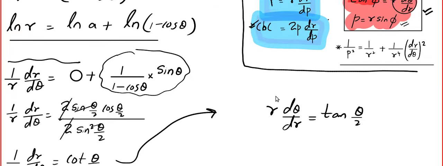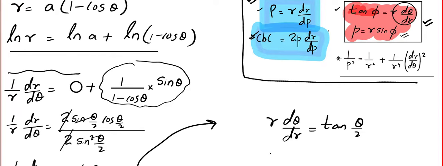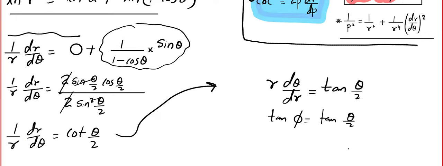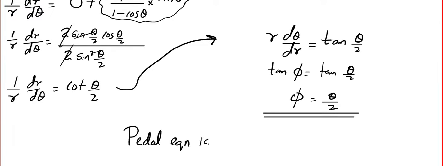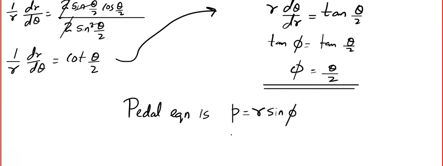But according to the red formula, what is r dθ by dr? Tan φ. So tan φ is equal to tan θ/2. So we get φ is equal to θ divided by 2. Wow. Now that's it. Now we can write, therefore the required pedal equation is p equal to r sin φ. That is, p is equal to r sin θ/2. But wait a minute. This is not the answer, because we need a relation between p and r. We have θ here, that is not allowed.